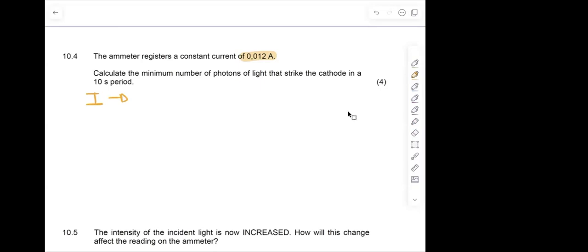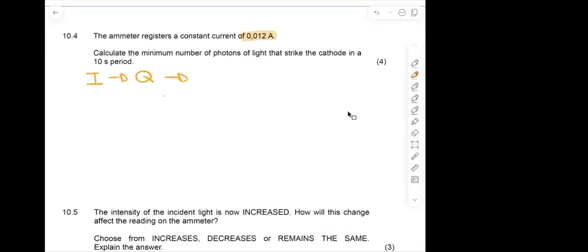Current is a flow of charge. So I can go work out my charge, right? Once I know my charge overall, I can divide it by the charge of a single electron, and that will give me the number of electrons individually. So I need to look at that process there. So let's first work out our charge, right? Where Q is equal to I times delta t, all right?